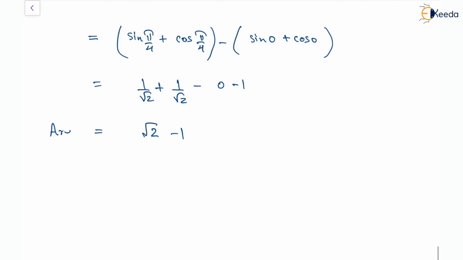So this is the area we're looking for. For the region enclosed by the three curves, the area is root 2 minus 1.